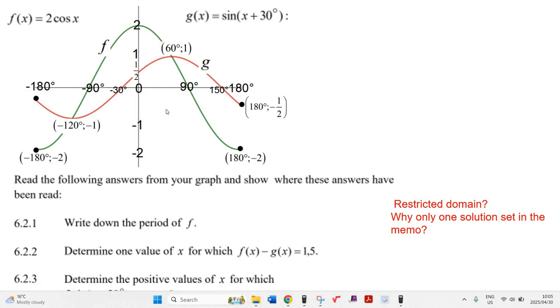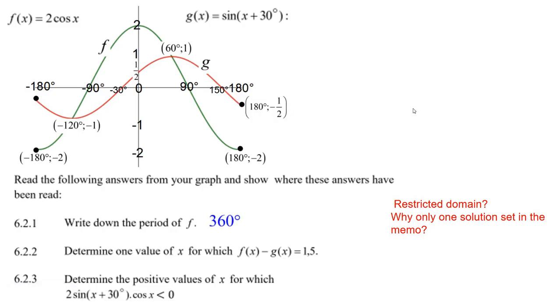Okay, now we're going to use this graph and we're going to answer some questions here. Write down the period of f. Well, the period of f is just the period of cosine x, which we know is 360 degrees. Kind of a free mark.